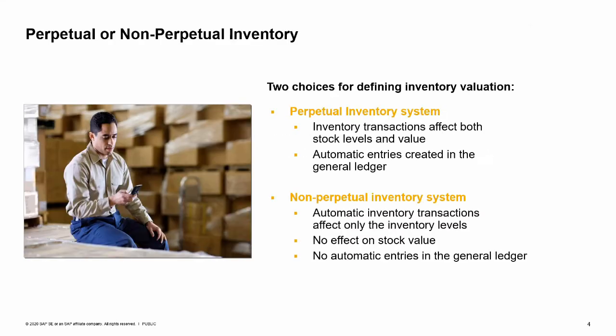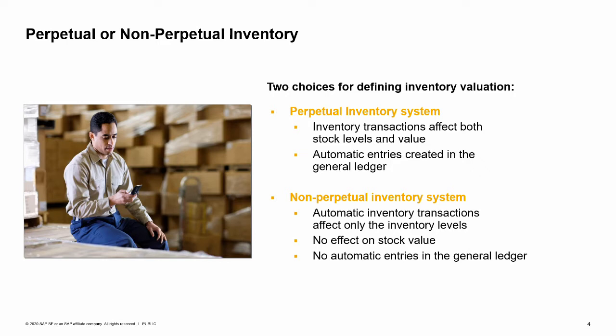When you set up SAP Business One, you need to define how to control the inventory valuation according to business needs and local legal settings. You have two choices for defining inventory valuation: a perpetual inventory system or a non-perpetual inventory system. A perpetual inventory system reflects the value of inventory postings in terms of monetary transactions in the accounting system. These monetary transactions are carried out when items defined as inventory items are received or released from stock. In a perpetual inventory system, inventory transactions affect both stock levels and stock value. Automatic journal entries for the change in stock value are created in the general ledger.